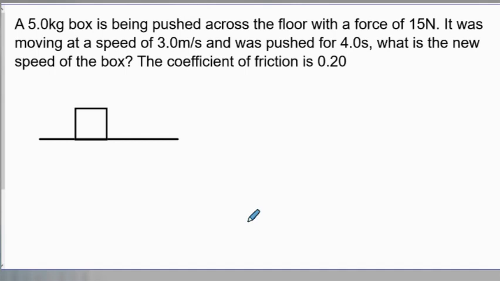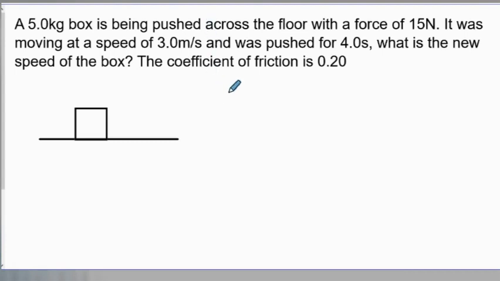I suggest you pause the video and see if you can solve this scenario. Start by drawing your free body diagram, and then calculate all the forces that are involved. Once you have the forces, figure out the net force. And from your net force, you can determine the acceleration. Once you have the acceleration, you can finalize the velocity.